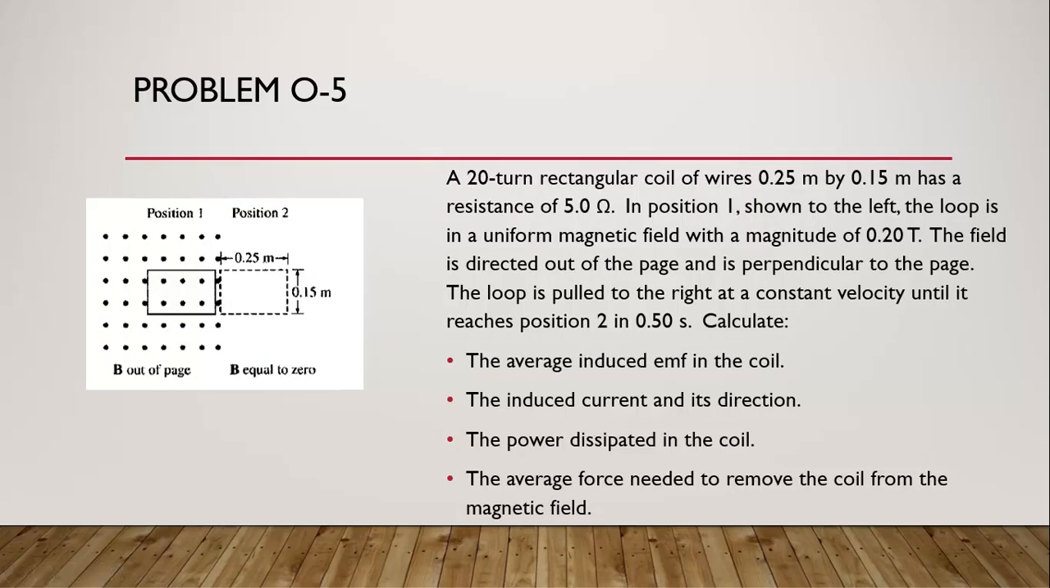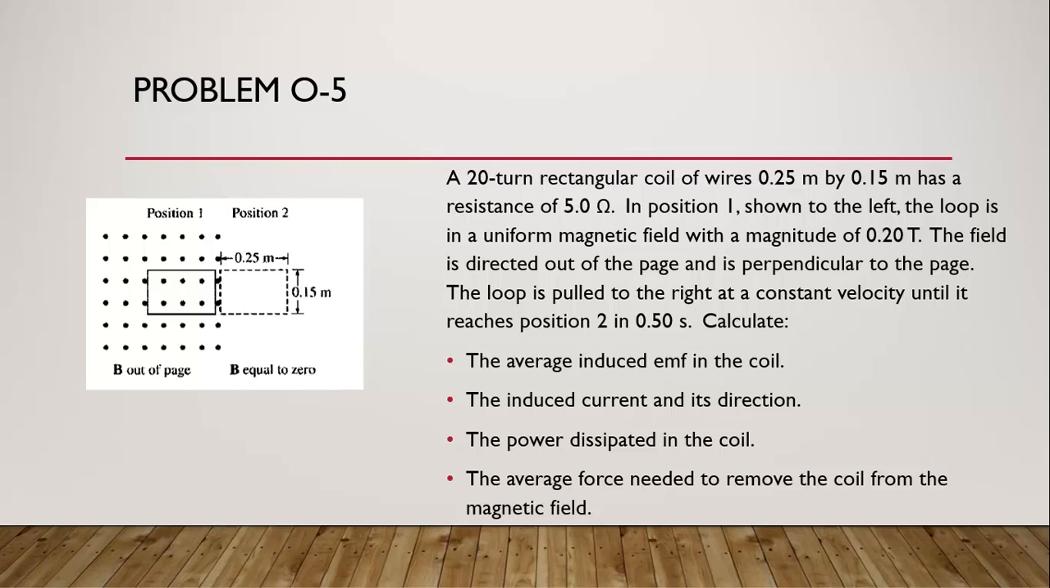We have a problem where we have 20 turns of rectangular coil wire, and it has an area of 0.25 meters by 0.15 meters and a resistance of 5 ohms. It says in position 1, shown to the left, the loop is entirely within a uniform magnetic field with a magnitude of 0.2 teslas. The field is directed out of the page and perpendicular to the page. The loop is then pulled to the right at a constant velocity until it reaches position 2, which is just outside the magnetic field in 0.5 seconds.